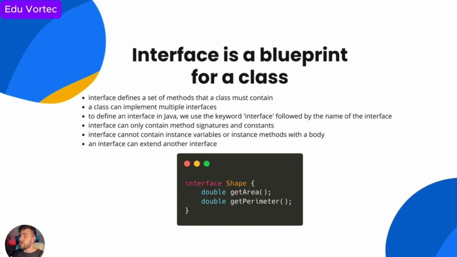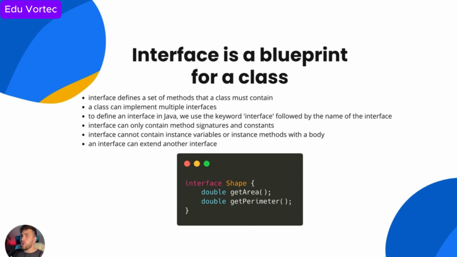To define an interface in Java, we use the keyword interface, followed by the name of the interface. Here's an example. You can see it on the screen. In this example, the interface Shape defines two methods, getArea and getPerimeter, that any class that implements this interface must implement. The methods in an interface are implicitly abstract, meaning they don't have a body, only a signature. This means that the class implementing the interface must provide the implementation of these methods.